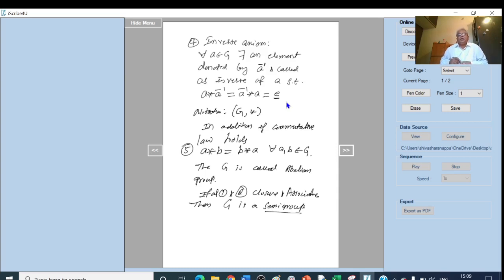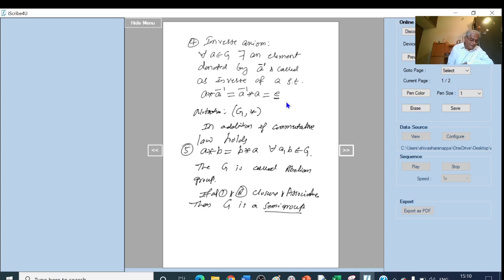For a semi-group, the first 2 conditions are satisfied. That is, only if the closure law is satisfied and the associative law holds, then we say that G is a semi-group. If 4 axioms are satisfied, then you say that it is a group. If 5 axioms are satisfied, that is including the commutative law, then you say that it is an abelian group.